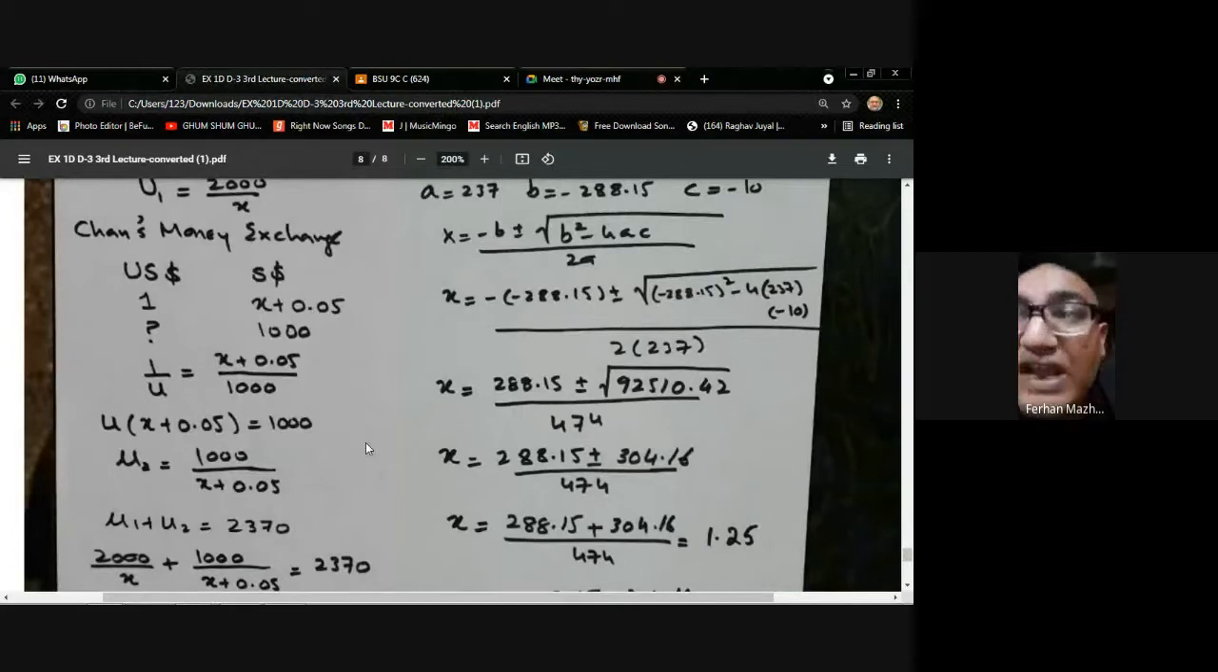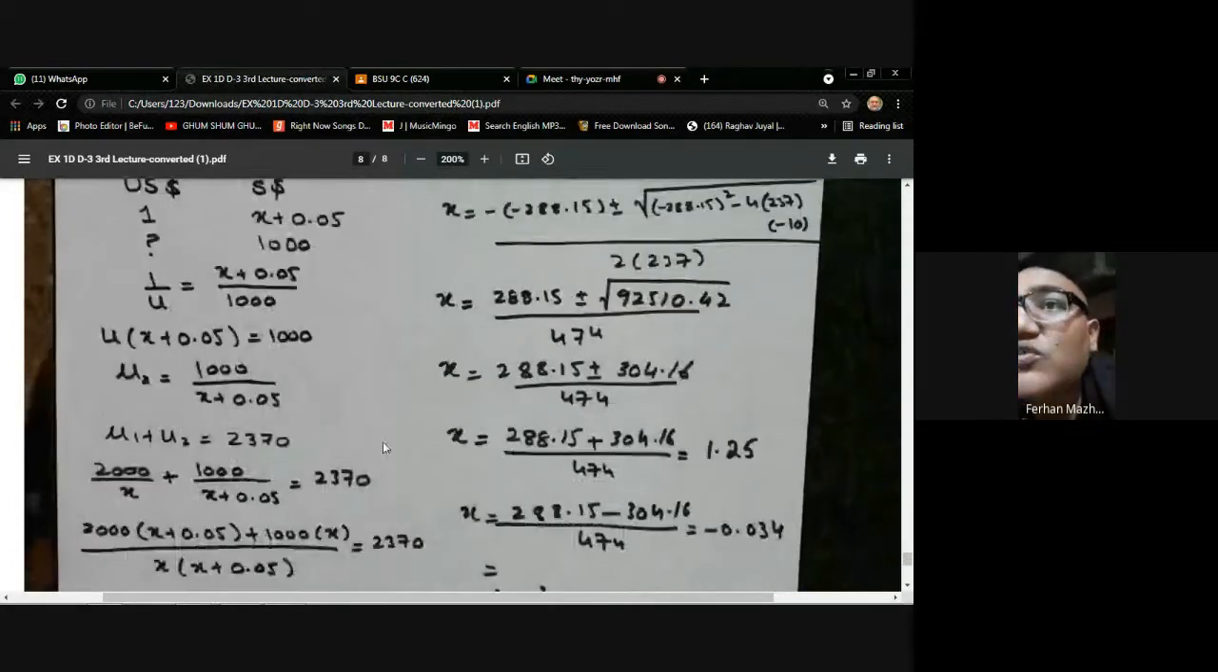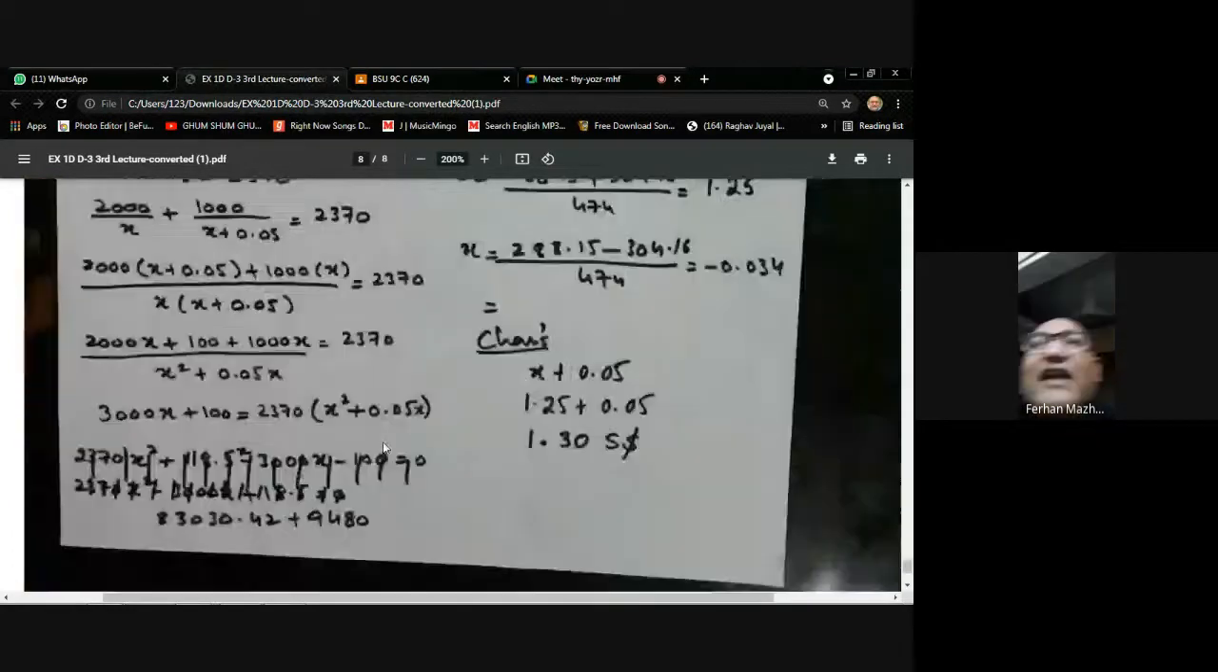The U1 value in terms of X is 2000 divided by X, plus the U2 value is 1000 divided by X plus 0.05, and the total amount is 2370. So now what we will do, we will take the LCM. Here the LCM will be both of these denominators.